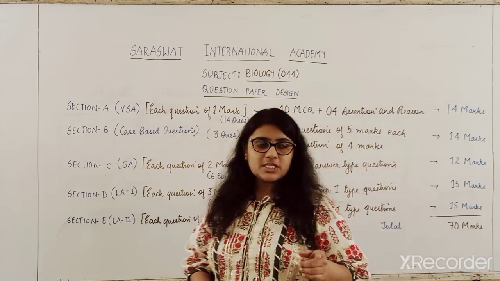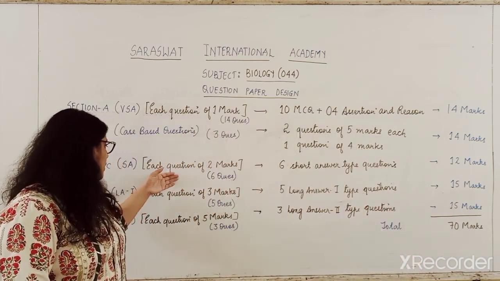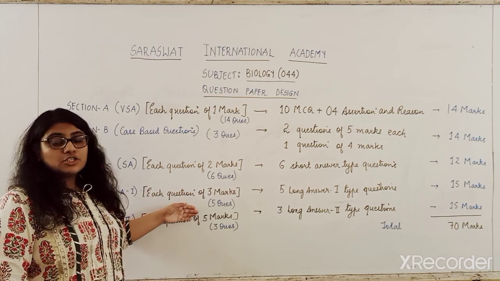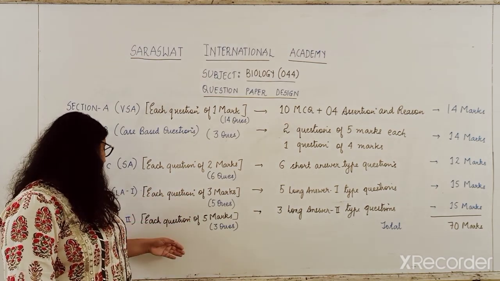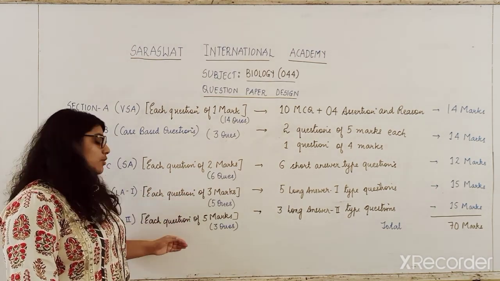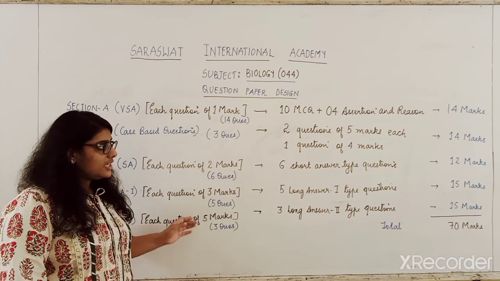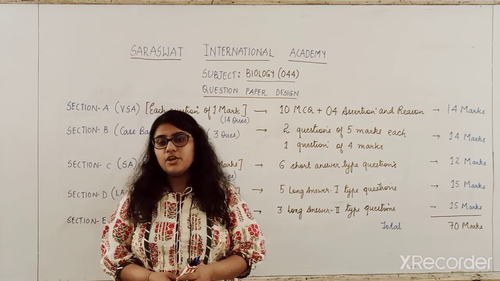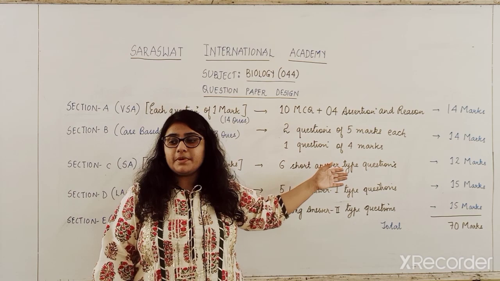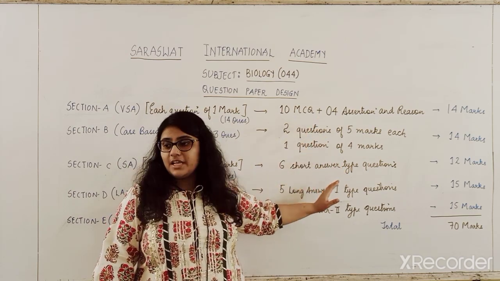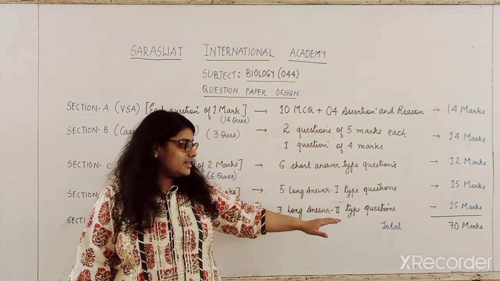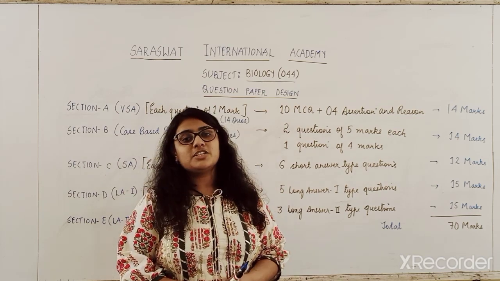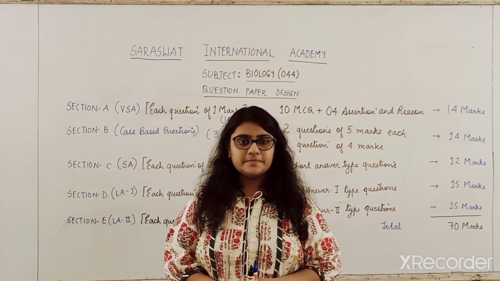So internal options are provided in 3 questions of section C, 2 questions of section B and all the 3 questions of section E. So that is regarding your question paper design of 11th and 12th standard, and the total marks is how much? It is 70.